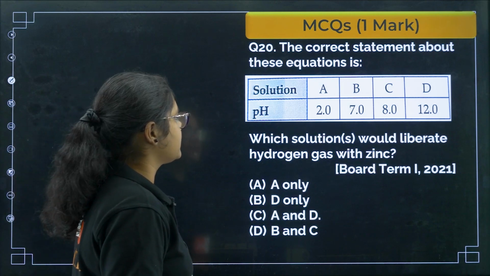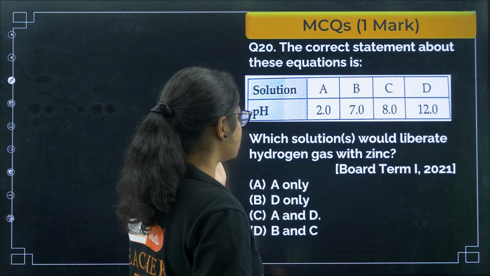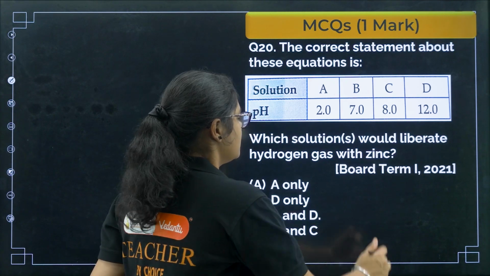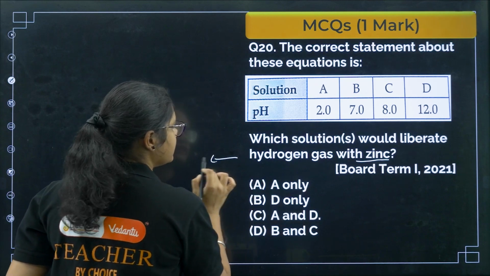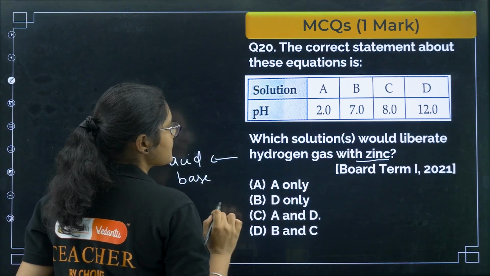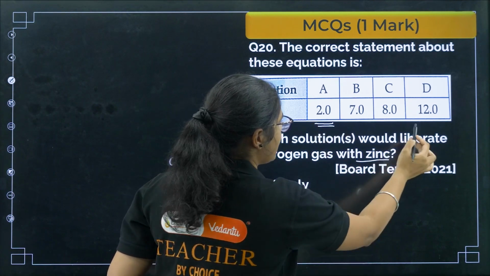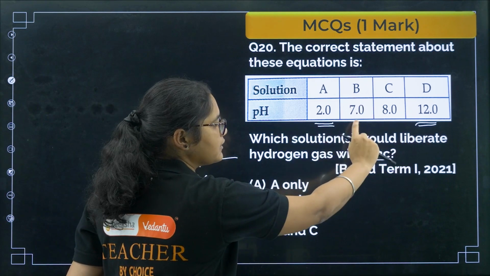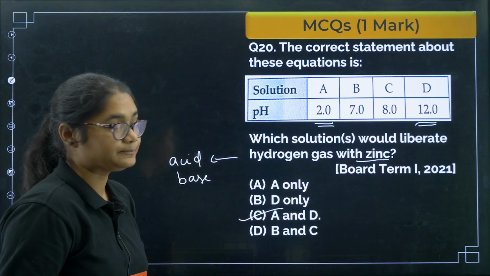Next question, pH values are given. Which solution would liberate hydrogen gas with zinc? So with zinc, if you want hydrogen gas, either an acid should react or a base should be reacting, right? So you can see A will definitely react because it is a very strong acid, and D will also react because it is a very strong base. These are somewhere between the neutral point. So A and D, that is option C here.